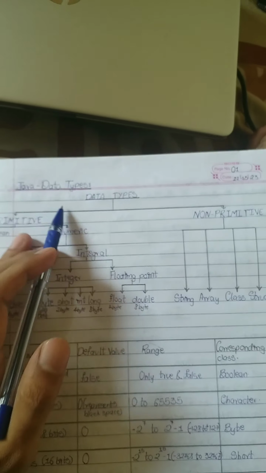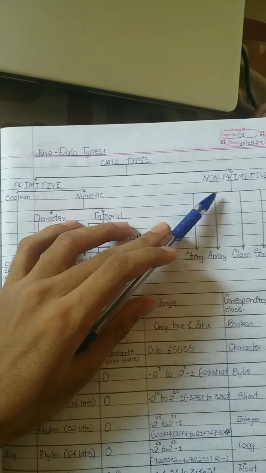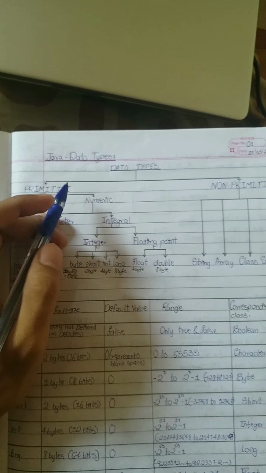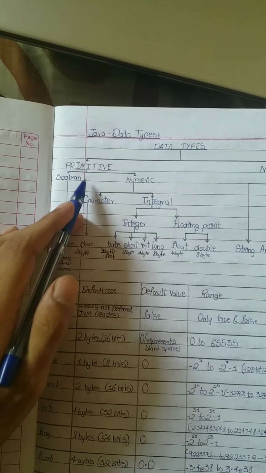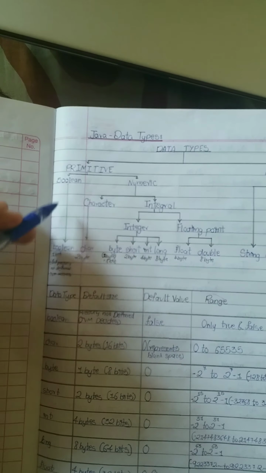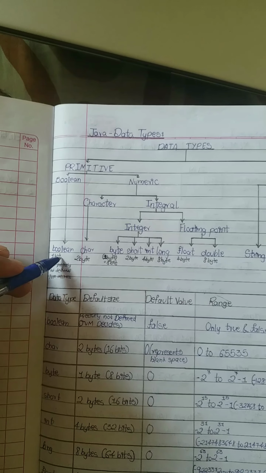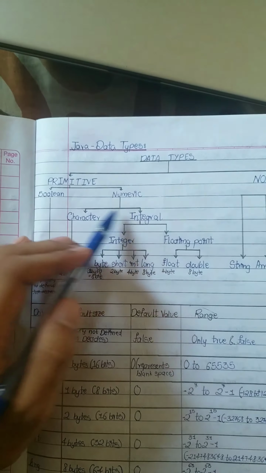Java data types. Java data types are of two types, primitive data types and non-primitive data types. दो टाइप के डेटा टाइप्स हैं जावा में, प्रिमिटिव एंड नॉन प्रिमिटिव. Primitive data types are further subdivided into two types, Boolean and numeric. Boolean is just Boolean, there are no further classifications. Boolean ही. Numerical के अंदर character और integral.